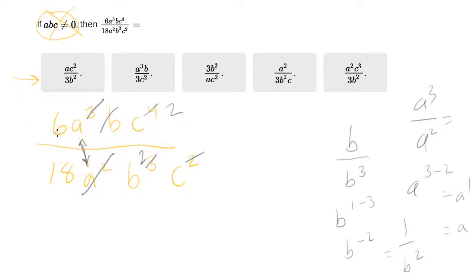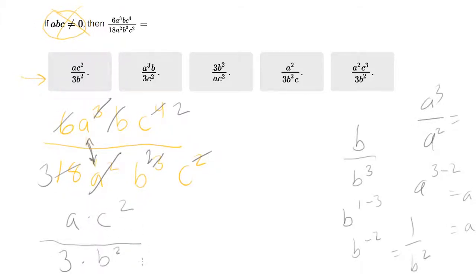Now the 6 and the 18 we can do a similar thing with. So 6 divided by 18 is the same as 1/3. So now we have to go back and clean up. In the numerator we had a times c squared. And in the denominator you had 3 times b squared. I can't just cancel out that 2, I should have canceled out the whole thing. So it should be ac squared over 3 times b squared.